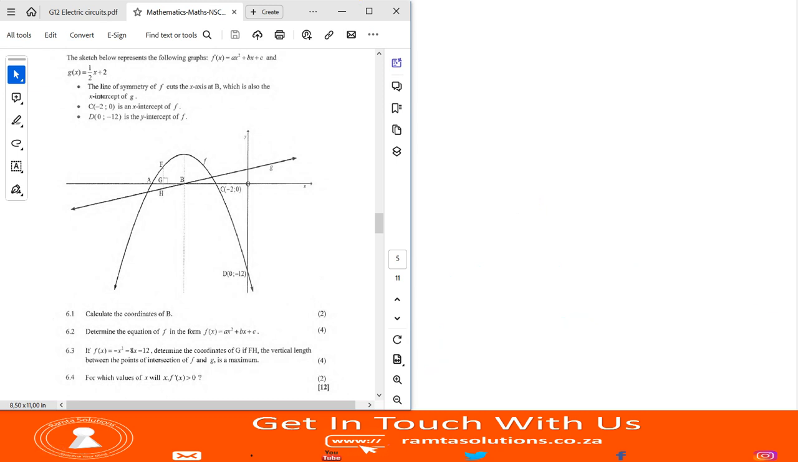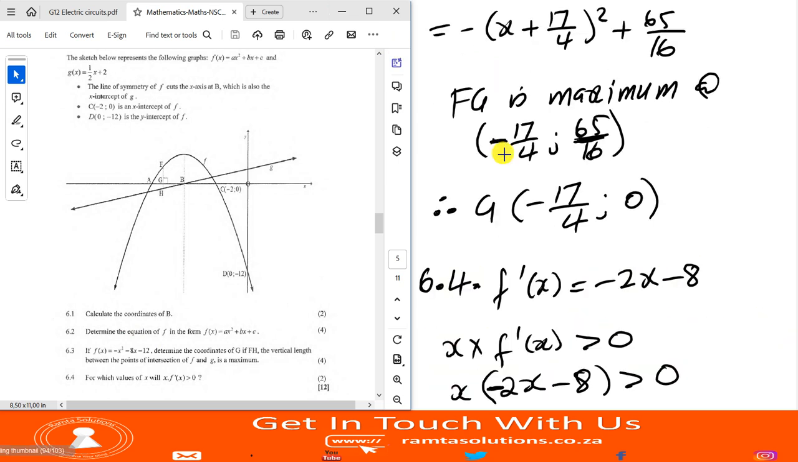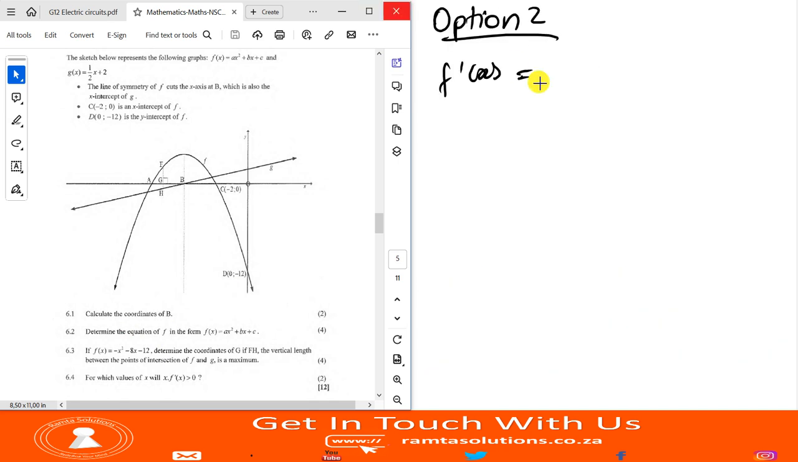So this is option 2 of this question. Remember, you said f prime x is, what is it? Negative 2x minus 8, right? So cool.